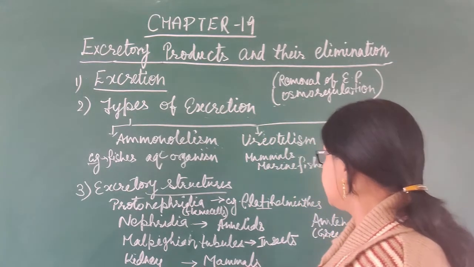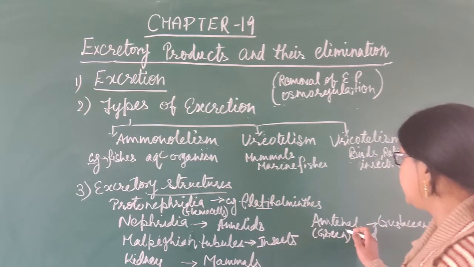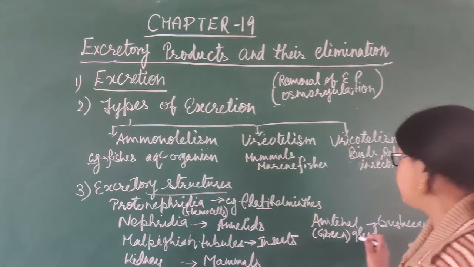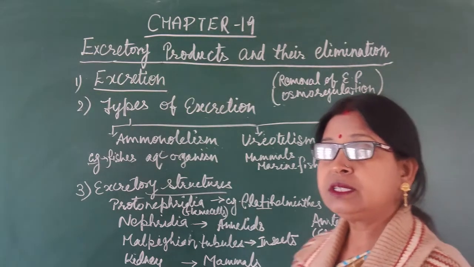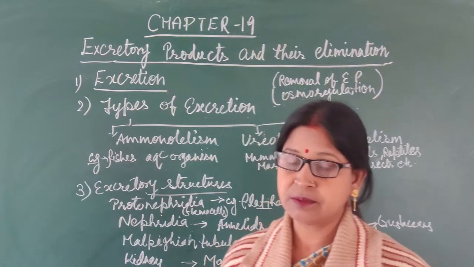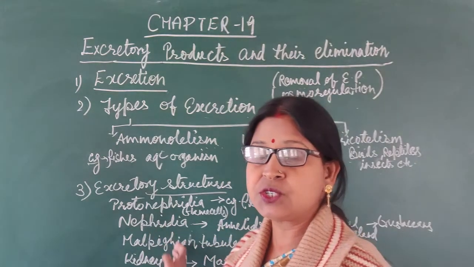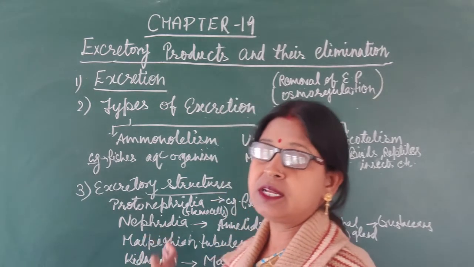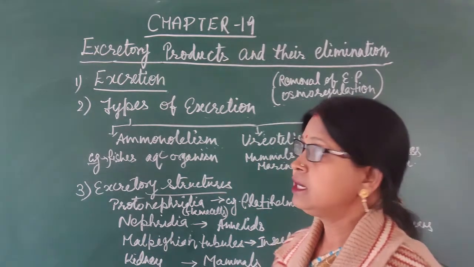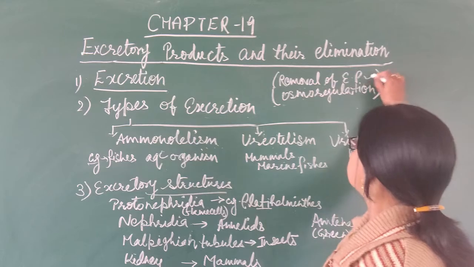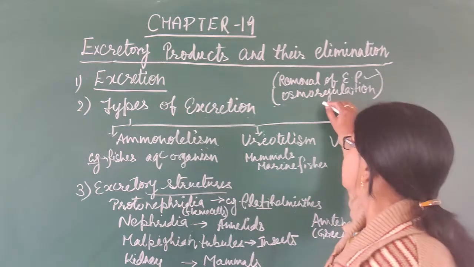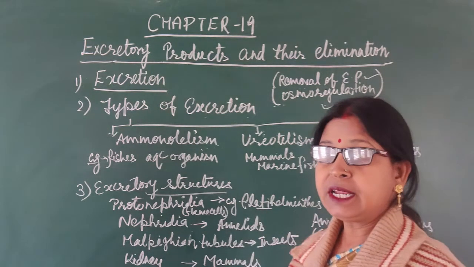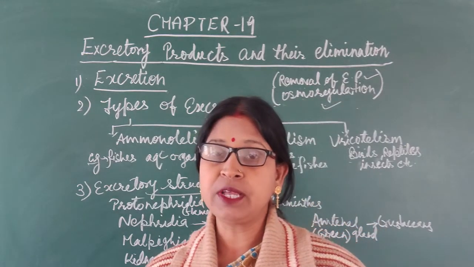Now kidneys are present in mammals. At the same time, the antennal glands or green glands are present in crustaceans. All these organisms have such types of organs. These organs are involved in the removal of excretory products as well as osmoregulation, that is maintaining the ionic balance in the body fluid.